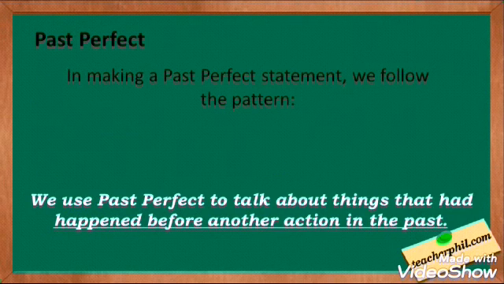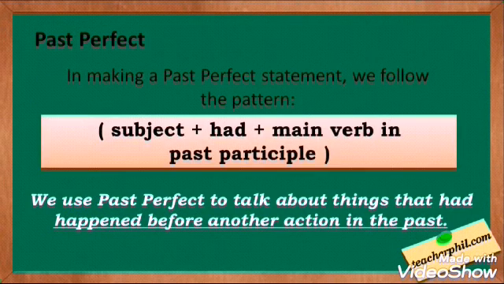Firstly, in making a past perfect statement, we follow the pattern or the form. We put the subject plus had plus the main verb in the past participle. What is the use of the past perfect? We use the past perfect to talk about things that had happened before another action in the past.